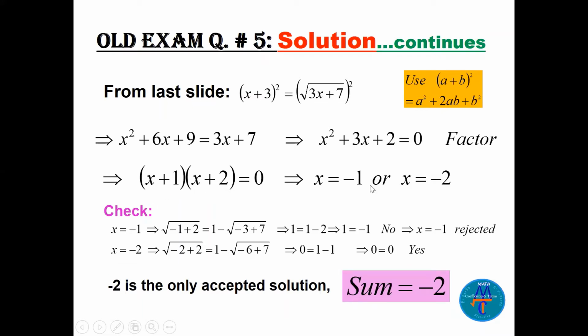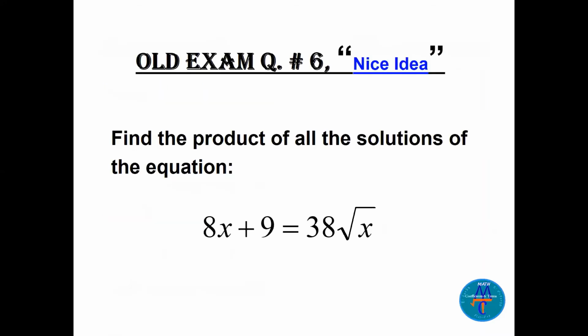We have two solutions, minus 1 and minus 2. See, both are negative. We cannot tell if both are correct or both are rejected. You have to check. Sometimes one positive, one negative. You have to check. So, minus 1 is rejected, minus 2 is accepted because we have 0 equal to 0. So the sum is minus 2. Yes, minus 2.